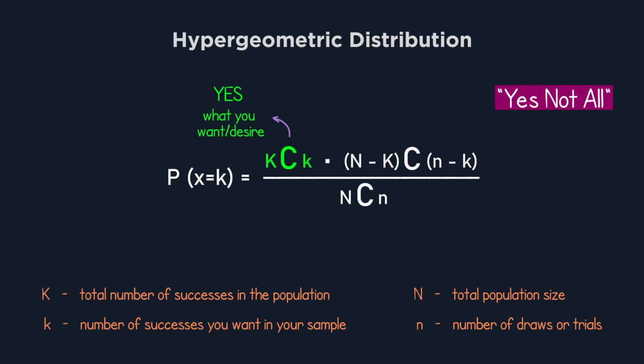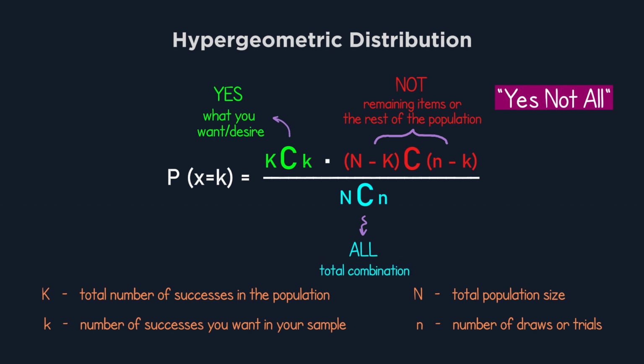Not is the second combination in the numerator. It represents the ways to select the remaining items that don't meet your desired criteria, essentially, the rest of the population. And finally, the all is in the denominator. It's the total combination, representing all the ways to choose the specified number of items without any consideration for the specific criteria. By thinking of it as "yes, not all," you can easily remember that the formula is all about first identifying what you want, then considering what you don't want, and finally, dividing by the total possibilities.